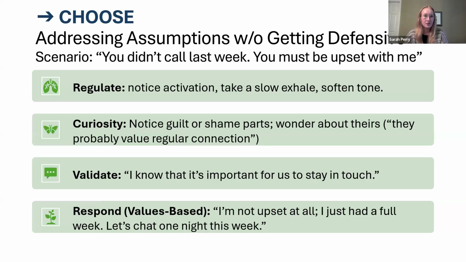And then a response could be just saying, and keeping things shorter might be better in some circumstances. So simply saying, I'm not upset at all. I just had a full week. Let's chat one night this week. So just not getting into a long conversation, keeping a short statement like that, and finding a way that you're still maintaining the relationship and the connection with them.